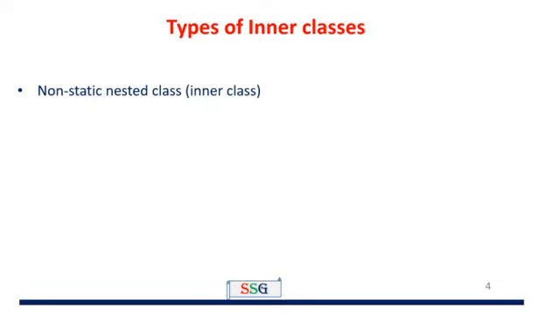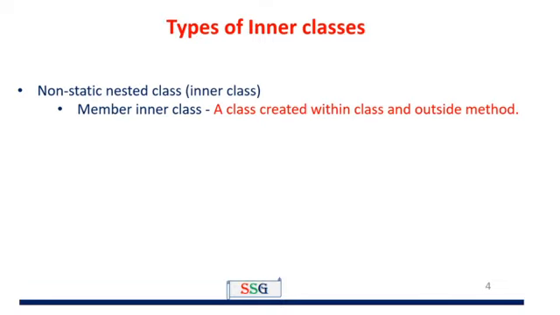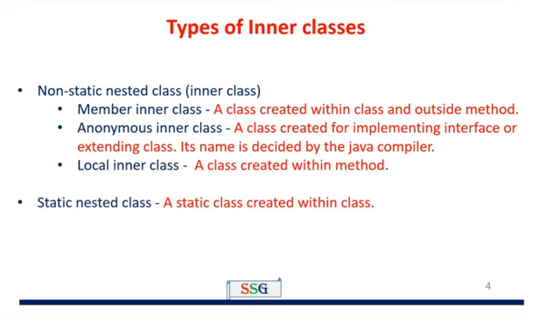The next one, types of inner classes. The inner classes can be classified into two major types. The first one is non-static nested classes, and the second one is static nested classes. Non-static nested classes can be categorized into three. The first one, member inner class: a class created within the class and outside the method. The second one, anonymous inner class: a class created for implementing an interface or extending a class. Its name is decided by the Java compiler. Then local inner class: a class created within a method. Then static nested class: a static class created within the class.